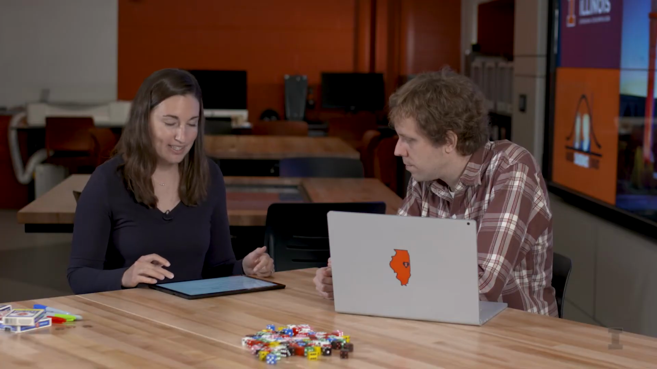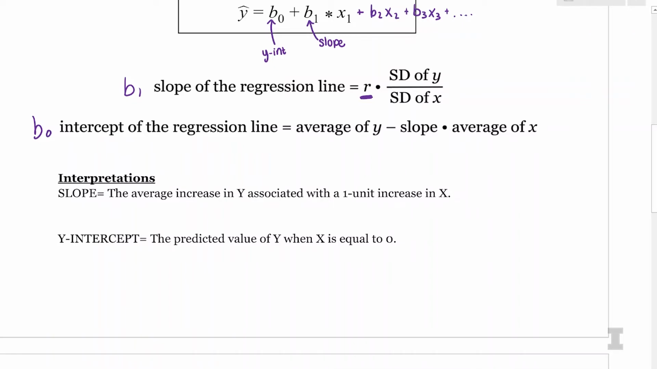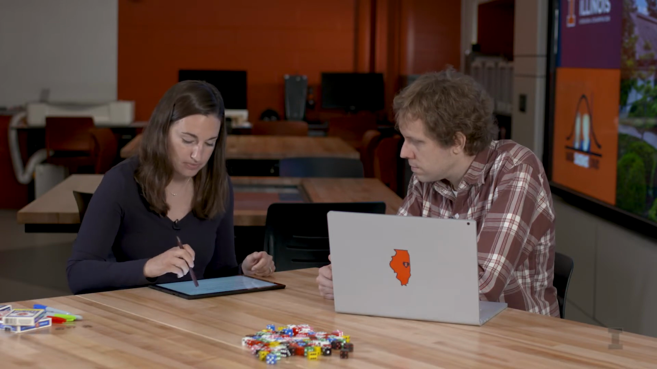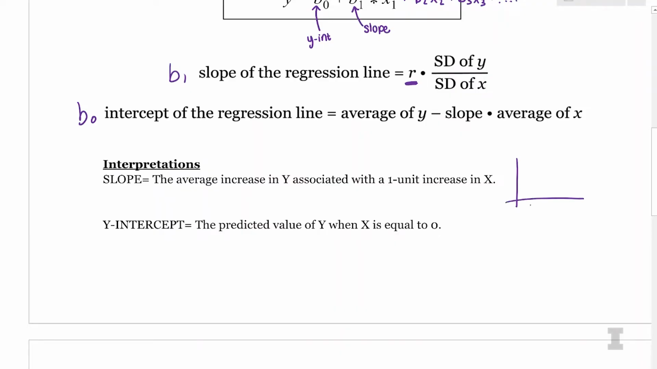Before we get into an example, I want to mention how to interpret both of these, because it's one thing to find them, and another to understand what they mean. The slope is the average increase in y associated with a 1 unit increase in x. If we were looking at height on the x-axis and weight on the y-axis, the slope of the regression line would be the average increase in weight associated with every 1 unit increase in height.